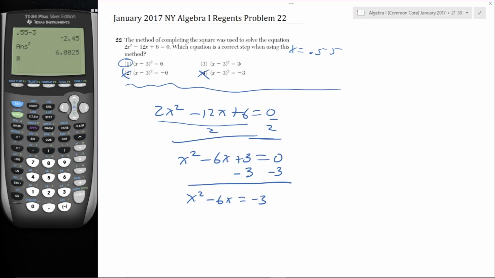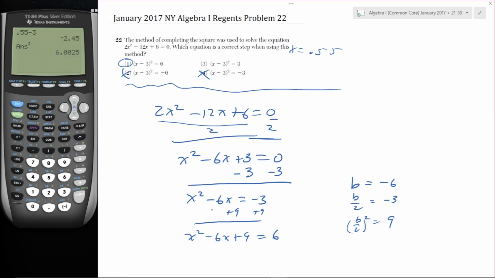And then the 3 on the right. Maybe people just put a plus sign in front of it, which is totally incorrect math. But what we do here, we write b is equal to negative 6. b over 2 is equal to negative 3. And b over 2 quantity squared is then, well, negative 3 squared is 9. So we add 9 to both sides. And we get x squared minus 6x plus 9 equals negative 3 plus 9, which is 6.